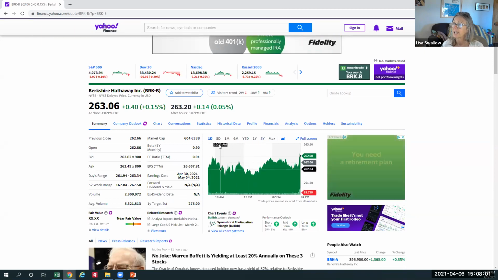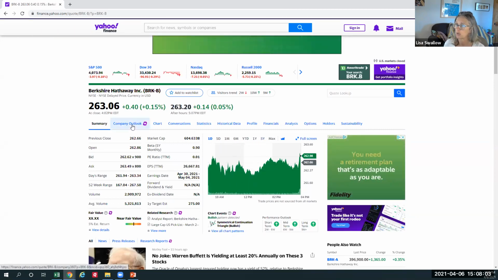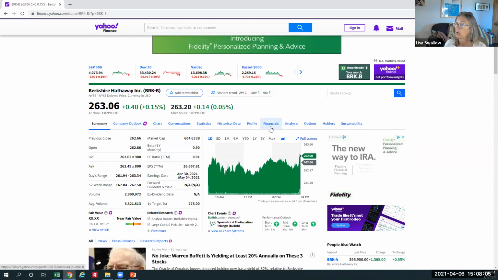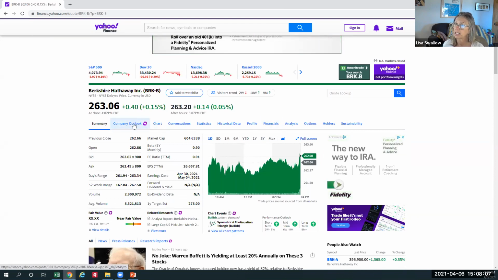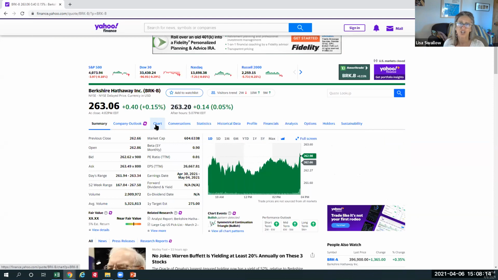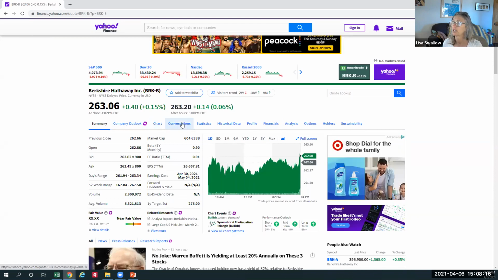Okay, last thing, and I'm not going to go through all this because there's so much here. This is the company outlook, where all the financial analysts talk about what's happening next with Berkshire Hathaway. Charts till your eyes glaze over. Conversations, blogs where people are talking about this. Stats. I'm a numbers person and most of this just makes me go wonky. On and on and on. Sustainability is very interesting to me because that's an area of interest.